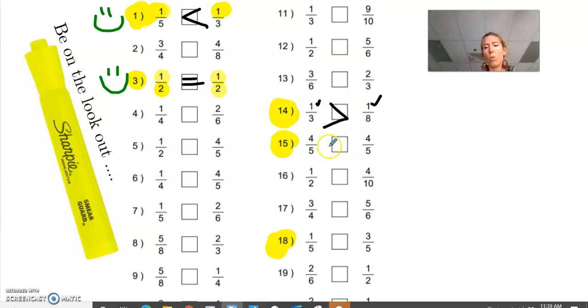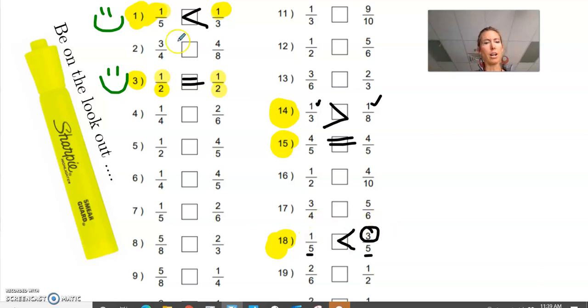Okay, this one, we have denominators the same and numerators the same. Okay, that means they're just the same. Equivalent. Okay, and number 18, this time, finally, our denominators are the same. So I have 1 of what? The fifths. Whereas here, I have 3 of the fifths. I have more of the fifths right here. I have 3 of them. So that is going to be more than just 1 of them.